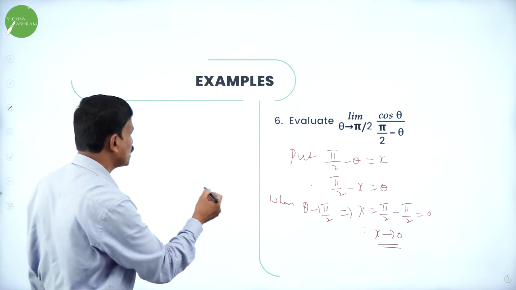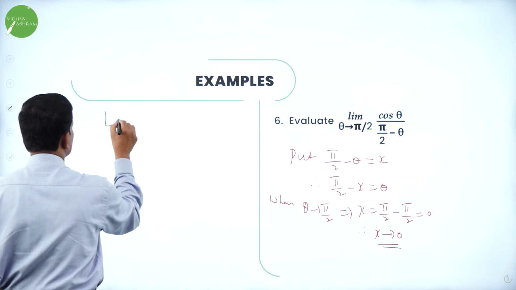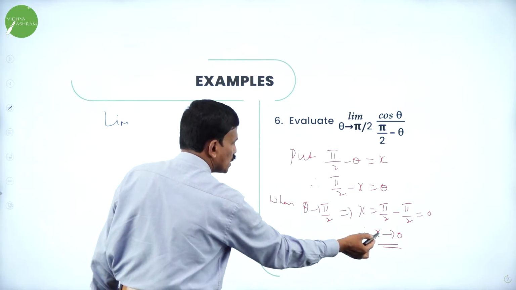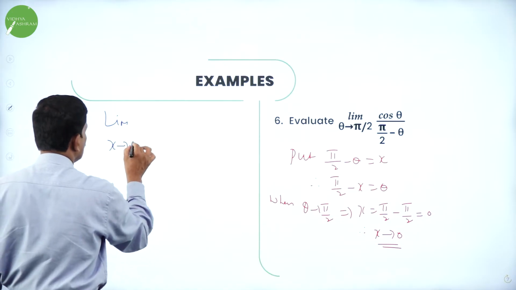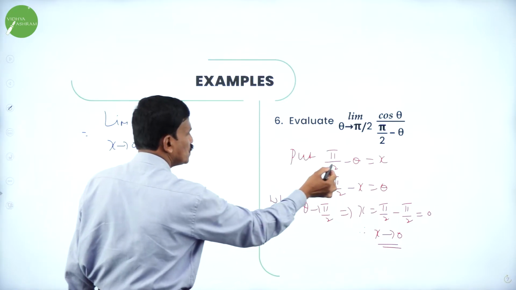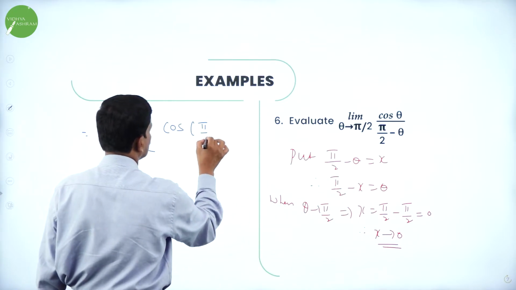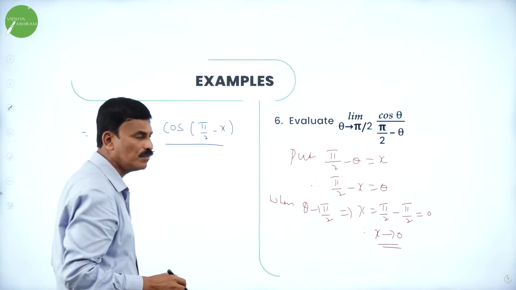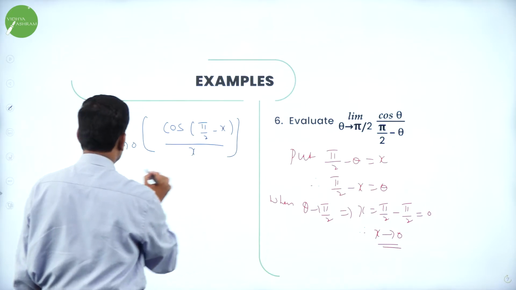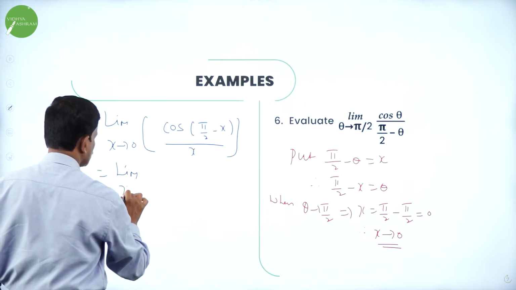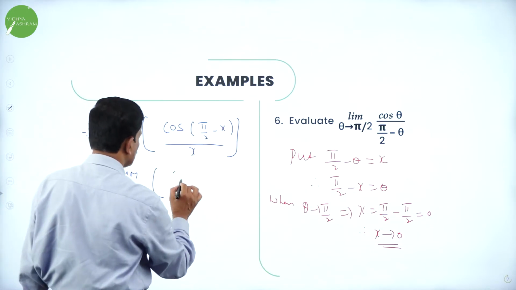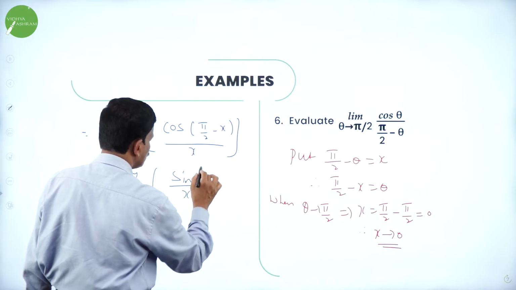Now the given limit can be written as limit theta tends to pi by 2, converted into x tends to 0, of cos, what is the value of theta? Theta is equal to pi by 2 minus x, divided by, in the denominator, pi by 2 minus theta is equal to x. Now if you observe carefully, this is limit x tends to 0 of cos 90 minus theta, which is sin theta, divided by x.